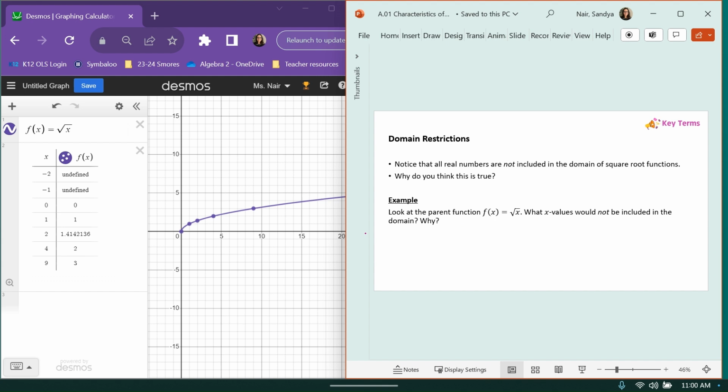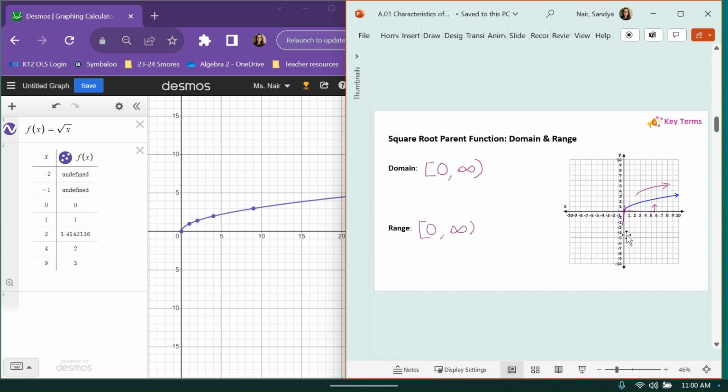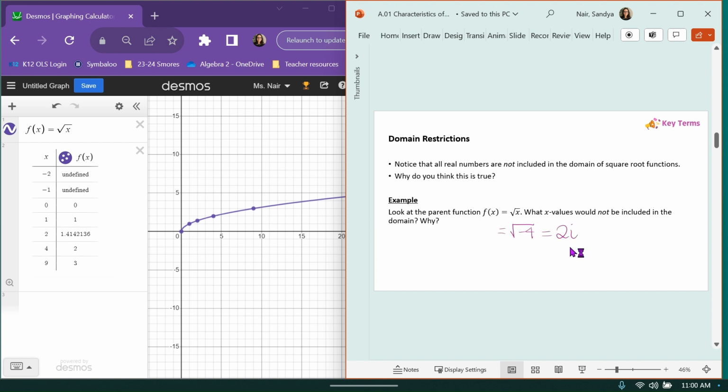Well, let's think about what happens if I plug in a negative value for x. So for example, if I plug in -4, I get the square root of -4. Well, remember from first semester that the square root of -4 is equal to 2i. So that is actually going to be an imaginary number. Well, when we're graphing on our coordinate plane, remember that we're only graphing real numbers, right? So we only have real numbers here on our coordinate grid. So that's why we don't include values that have imaginary or complex solutions, okay? So that's why we're not including anything. And we're going to say that x is going to be greater than or equal to 0.